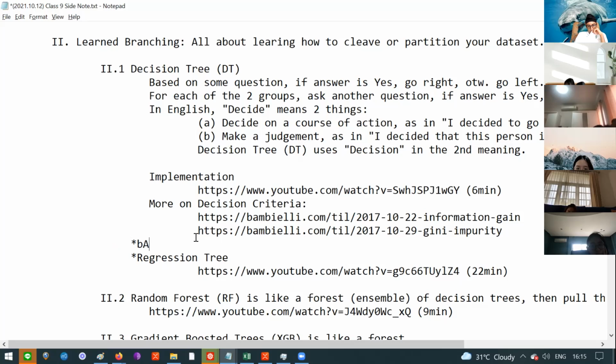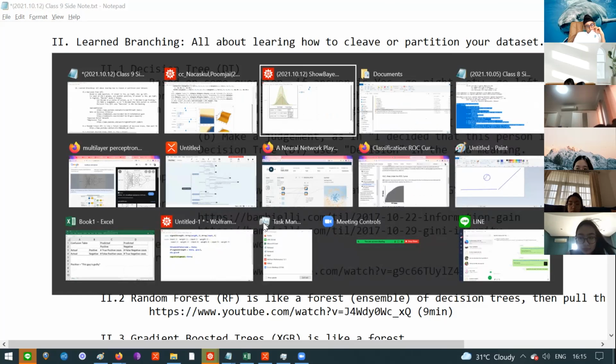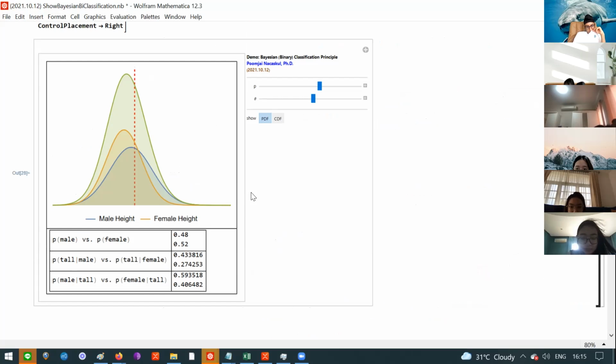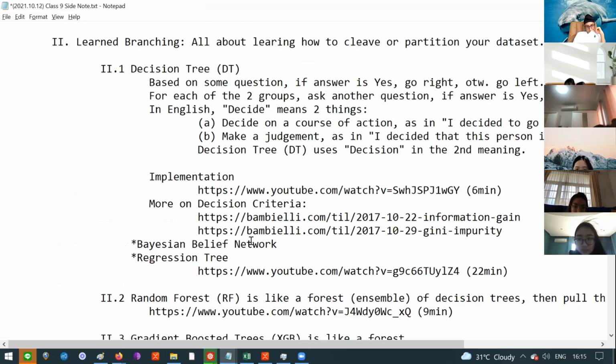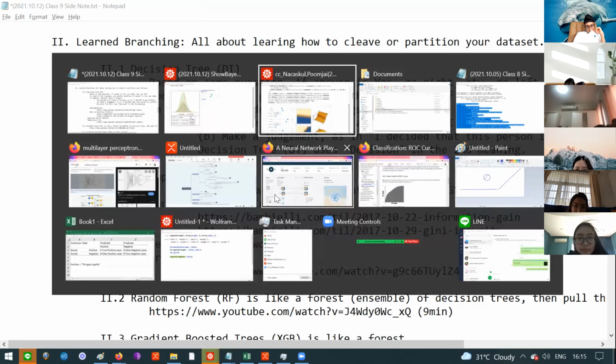It's a little bit like what we did here, except instead of having one cut based on height, you go to the next cut based on weight, you go to the next cut based on hair length, you go to the next cut based on body mass index, or whatever. So you can do that as well. So Bayesian belief network is also very popular.